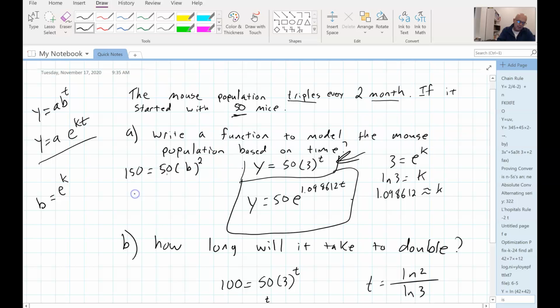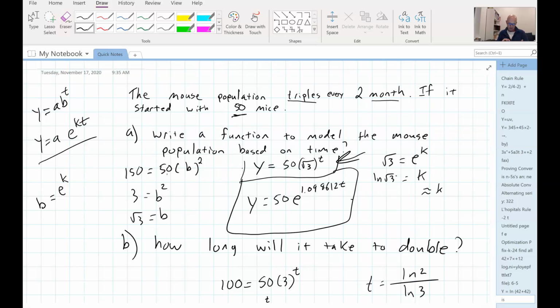So then I would divide this by 50 and I get 3 is equal to b squared, which means the square root of 3 is equal to b. So then I'd go back up here, and in place of 3, I'd have the square root of 3. And of course I could turn that into a decimal. And then the same thing happens over here. We know that this is equal to the square root of 3 now, right? So that means this would be the natural log of the square root of 3.